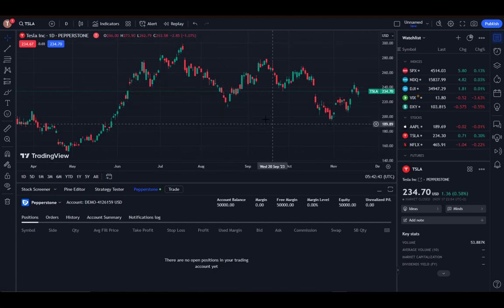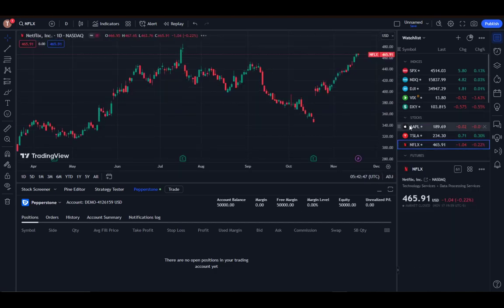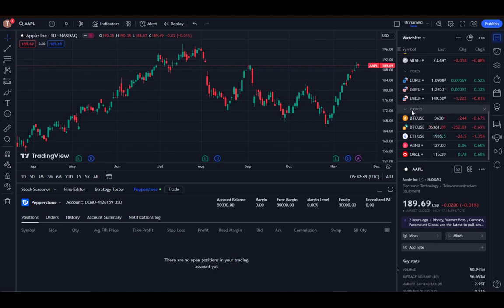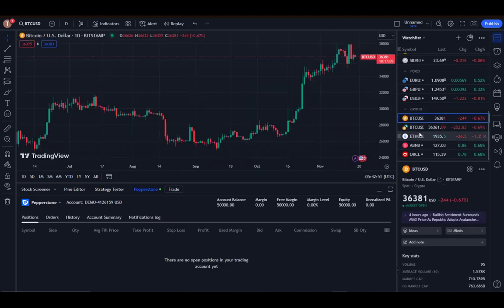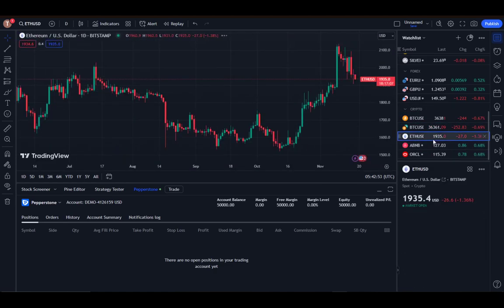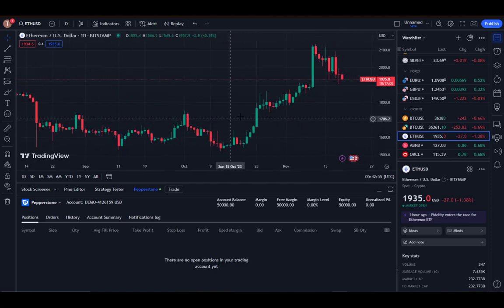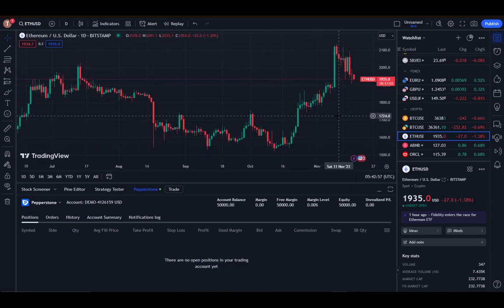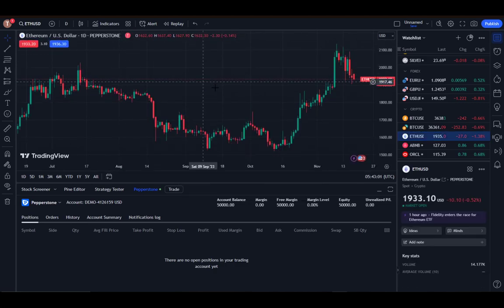Now, what you want to do to actually flip a chart is to first select the chart of your choice. I have currently selected Tesla. However, you can select whatever you would like, such as Netflix, Apple. Let's go into crypto. Let's select Bitcoin per USD, Ethereum per USD, and so on and so forth. There is a lot of options, and this works for each of them. Let me just change the symbol for the trading.